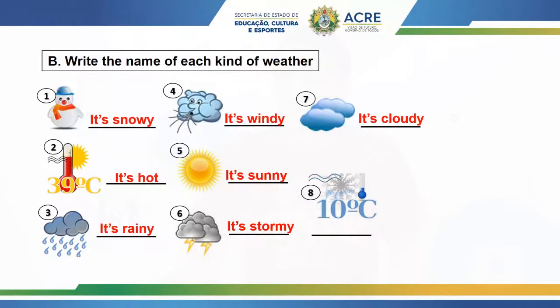And finally, the last one, number 8. Look, we have here a low temperature. It's marking 10 degrees Celsius. So what's the weather like in number 8? It's cold. It's cold in number 8.